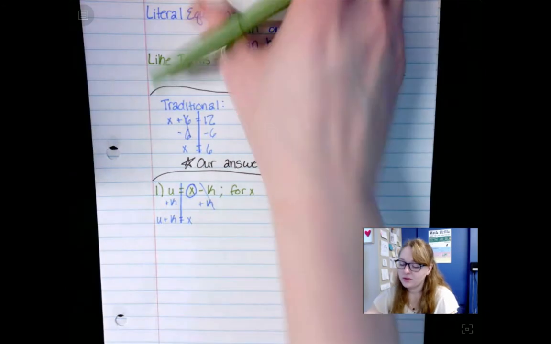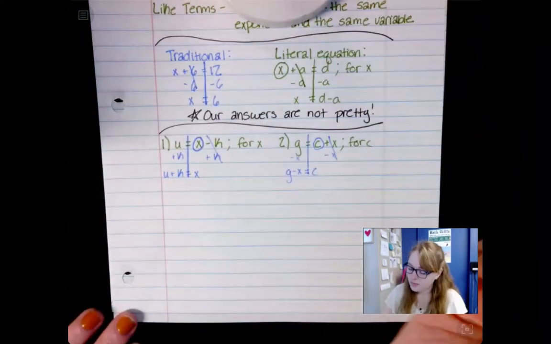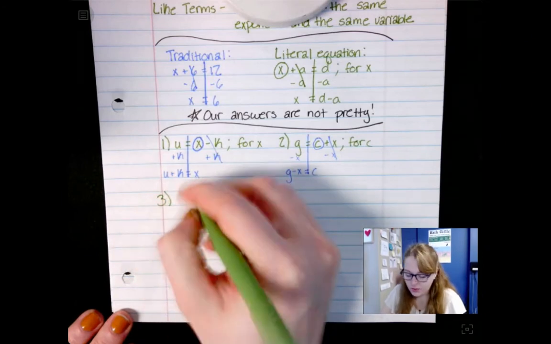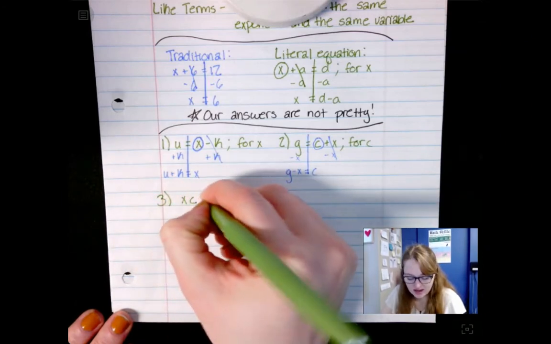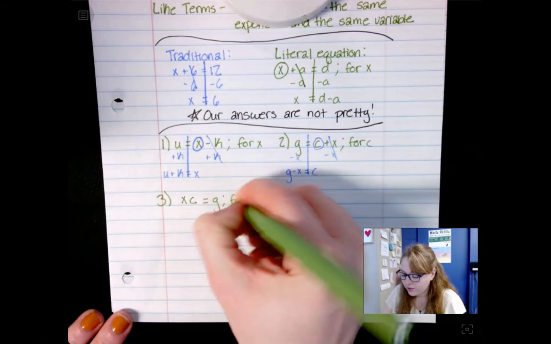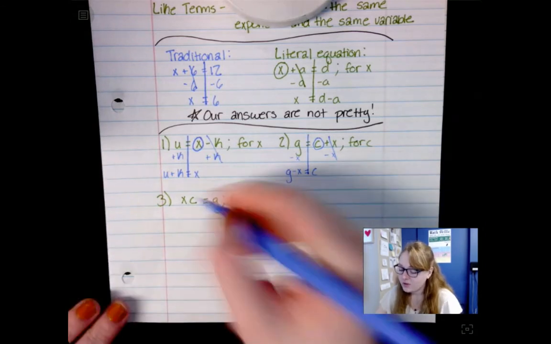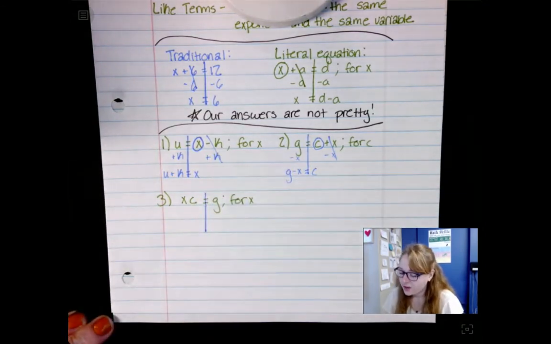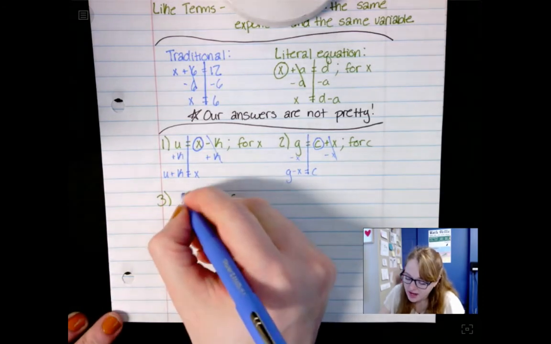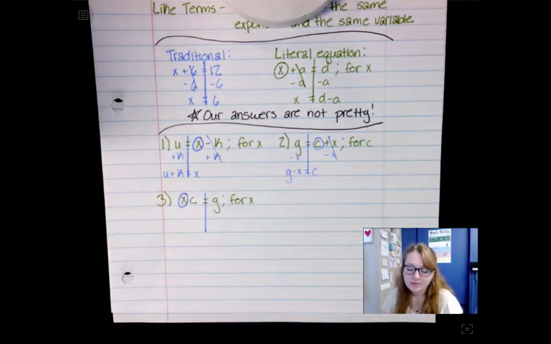Number 3. Scoot it up again. Number 3. We have xc equals g, solve for x. Again, first thing, draw that line down our equal sign, and we go ahead and circle the variable we want to solve for, in this case x, and we look at what we are doing to it. Just like when we have a number right next to a variable like 2x, we know that there is some hidden multiplication there. And the same thing applies when we have 2 variables right next to each other. We are doing some hidden multiplication here.